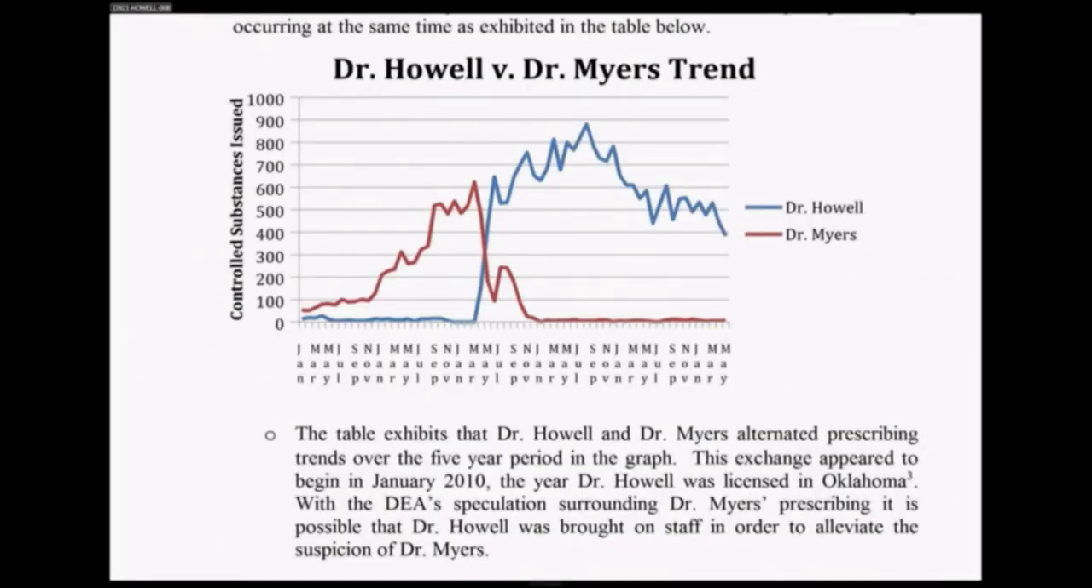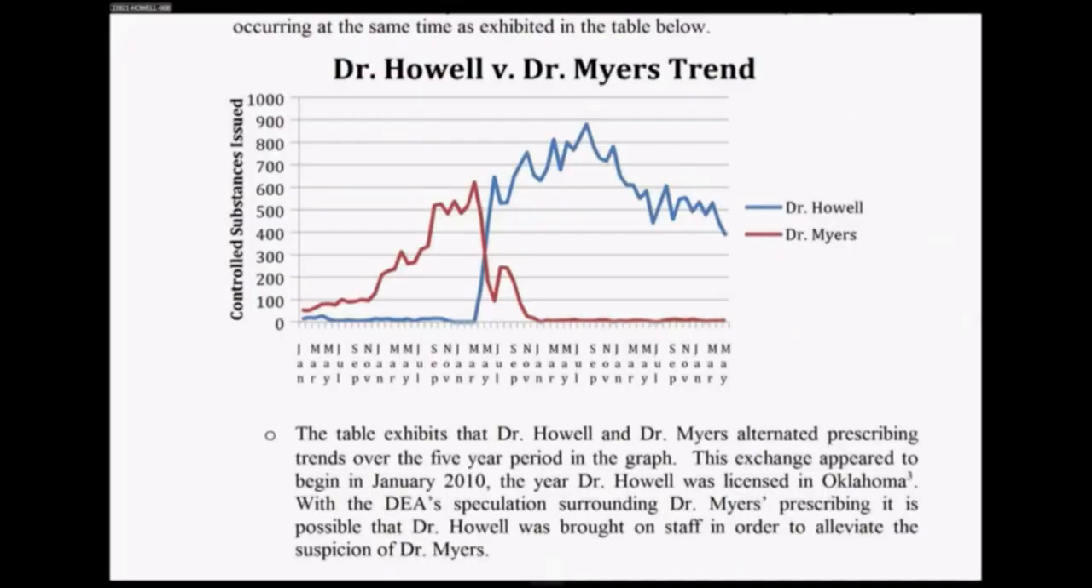And we see the indication that the table exhibits that Dr. Howell and Dr. Myers alternated prescribing trends over the 5-year period in the graph. And the exchange appeared to begin in January 2010, the year Dr. Howell was licensed in Oklahoma. And with the DEA's speculation surrounding Dr. Myers' prescribing, it is possible that Dr. Howell was brought on staff in order to alleviate the suspicion of Dr. Myers. You see that? Yeah.